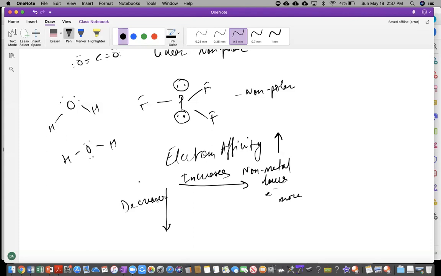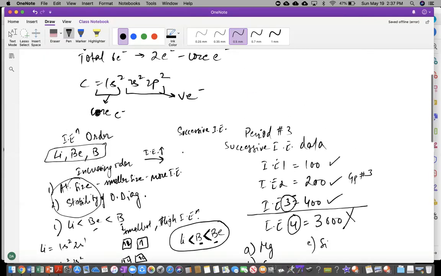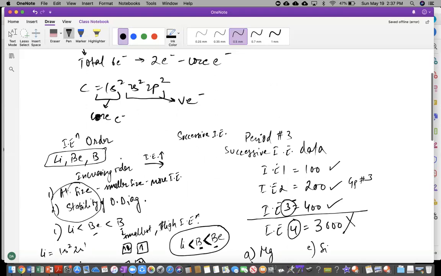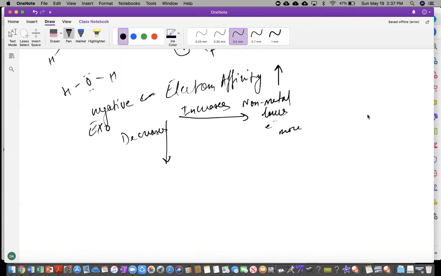The other thing you have to remember is that electron affinity has a negative sign. Negative sign means it's exothermic. On the other hand, ionization energy is the energy you have to put in, so this must be positive. So endo. If you know that much, you should be good for your exam.